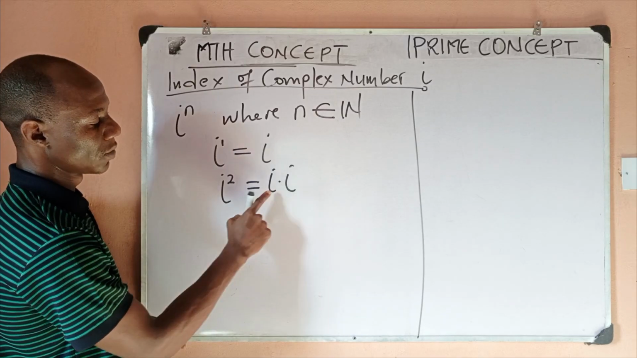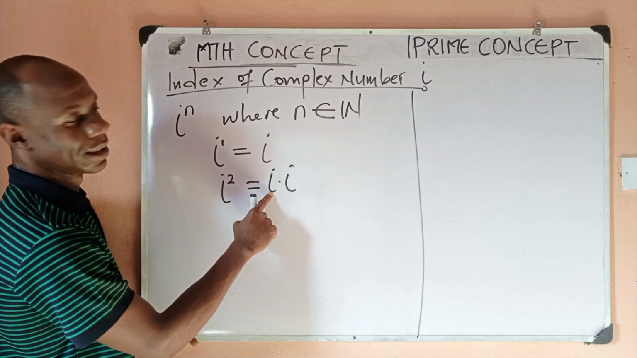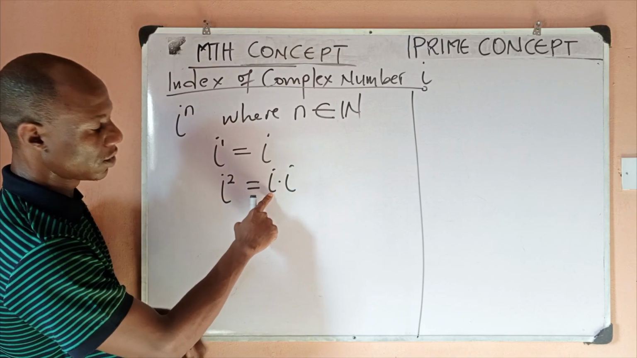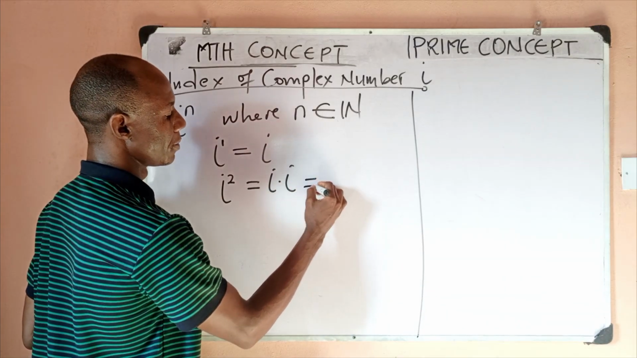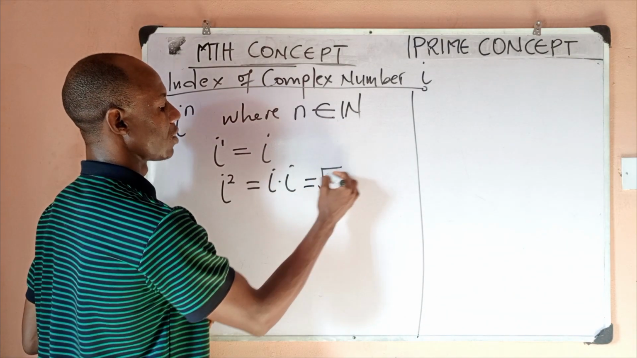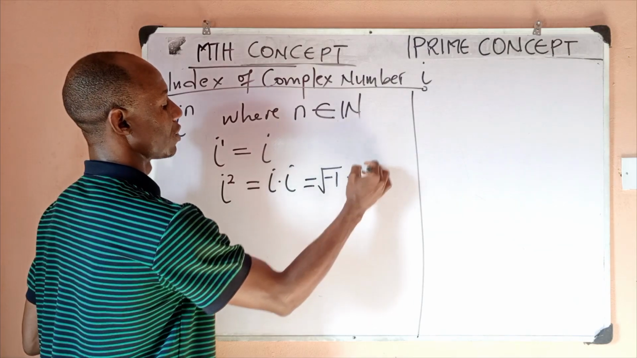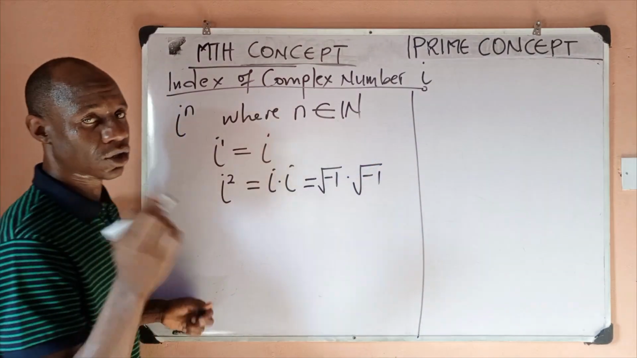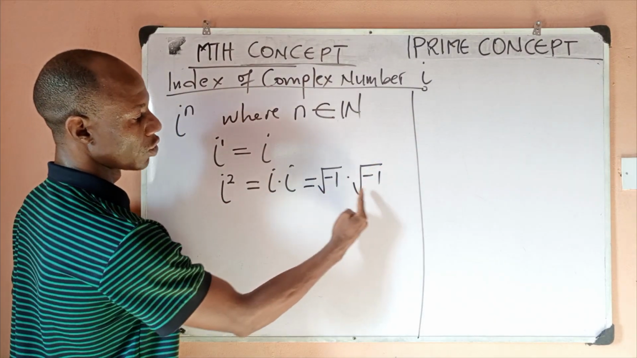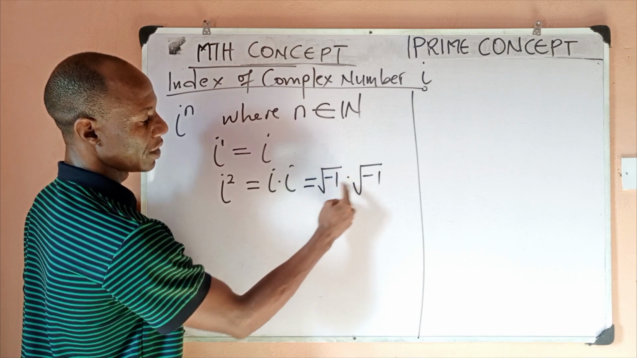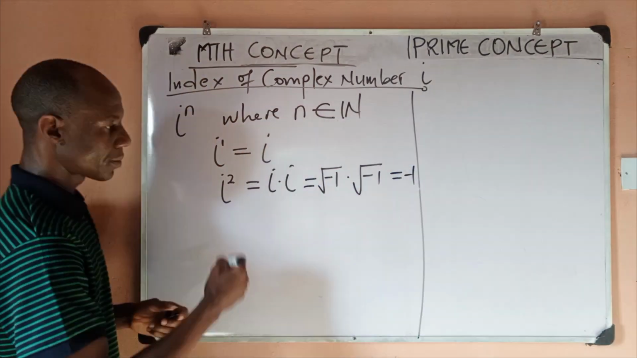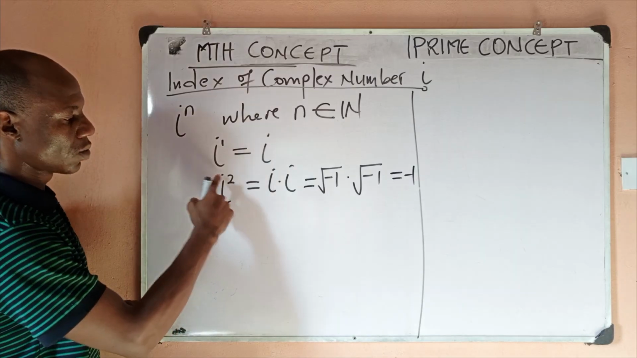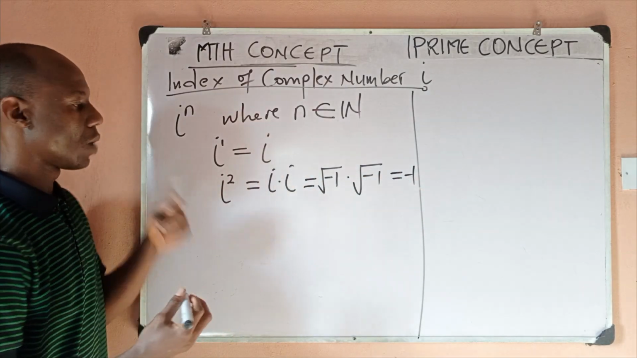I times i. And remember, i is actually square root of minus 1. So when you multiply them, you say square root of minus 1 times square root of minus 1. From your surd, when you multiply two surds, what you have inside becomes the answer. So this is minus 1. For short, i squared is actually minus 1.